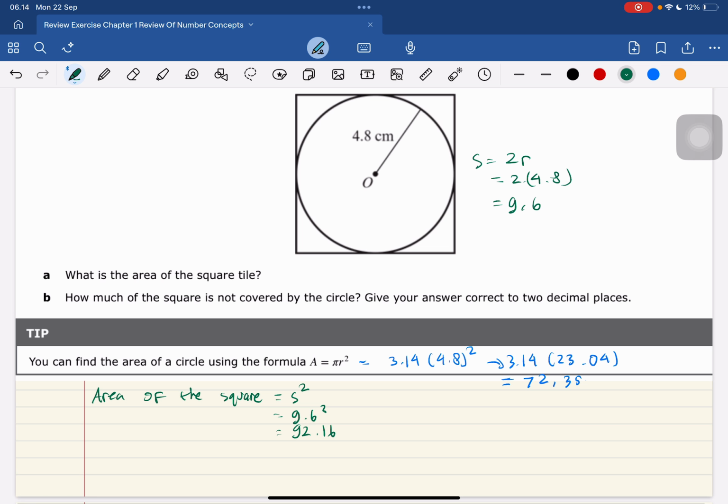Okay, this is for the area of the circle. The area of the square is 92.16 centimeter squared, and we just need to subtract it. 92.16 we subtract by 72.35, which gives us the answer of 19.78. So this is 19.78 centimeter squared.